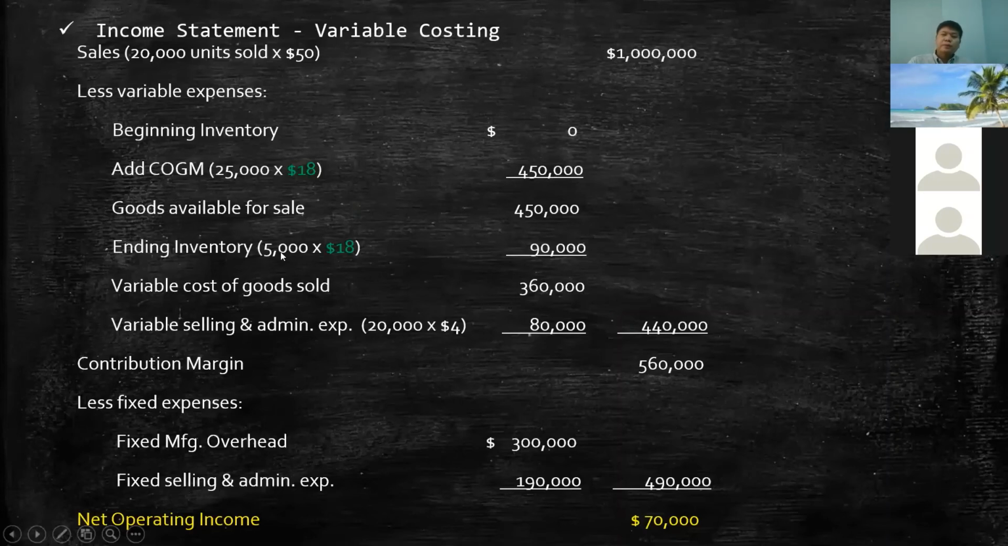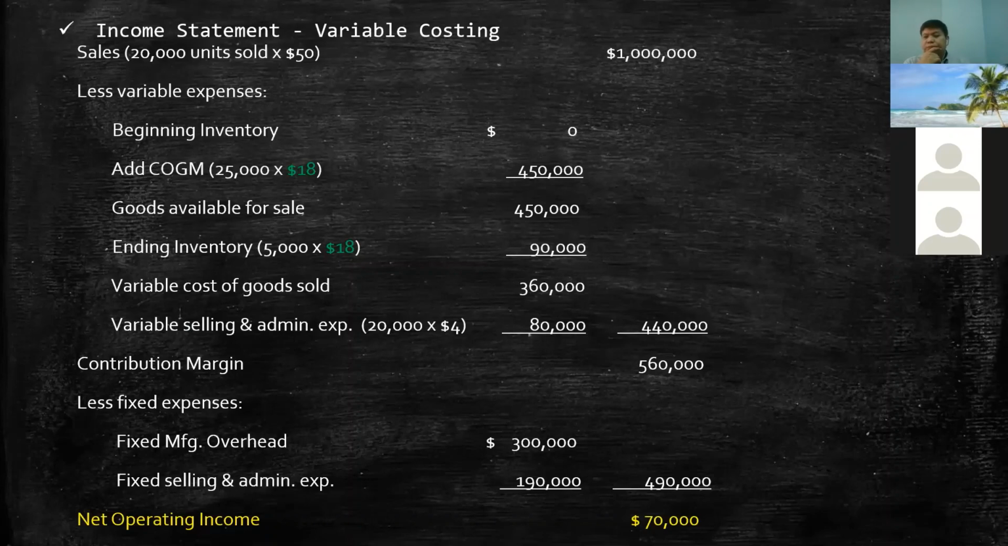We'll be deducting the ending inventory of 5,000 units, now multiplying it by $18. That would be $90,000. Variable cost of goods sold would be 360,000. That is the difference between 450,000 and the 90,000 on the ending inventory. Variable selling admin expense will also be added to get the contribution margin. So that will be 360,000 plus 80,000, 440,000. Then deduct that from the sales of 1 million, we have a contribution margin of 560,000. Now we will be deducting all of the fixed expenses, fixed manufacturing overhead of 300,000 and fixed selling admin of 190,000, total of 490,000, and a net operating income of 70,000.